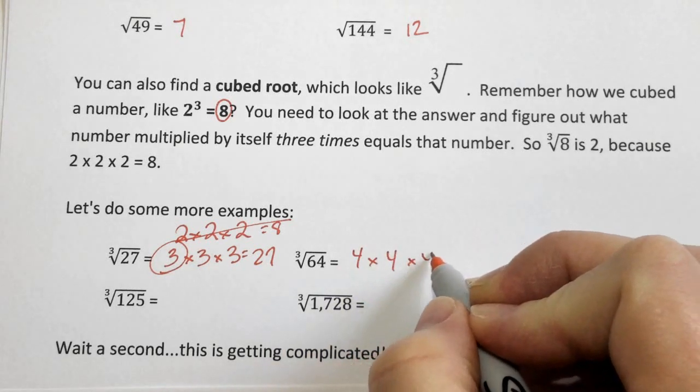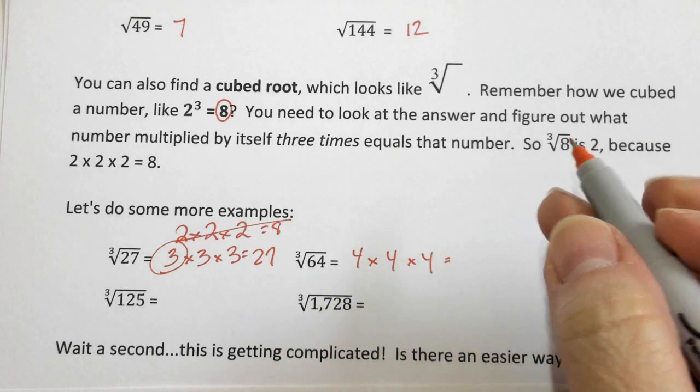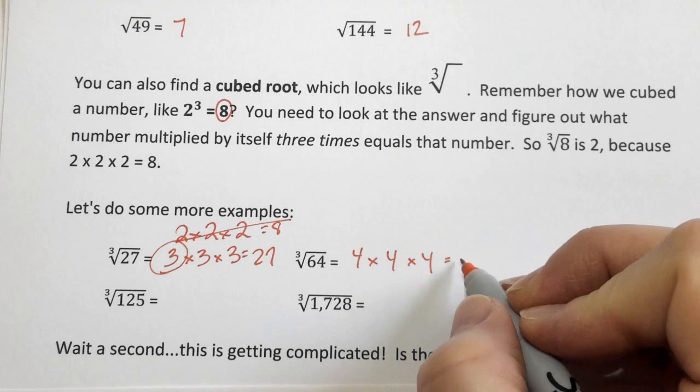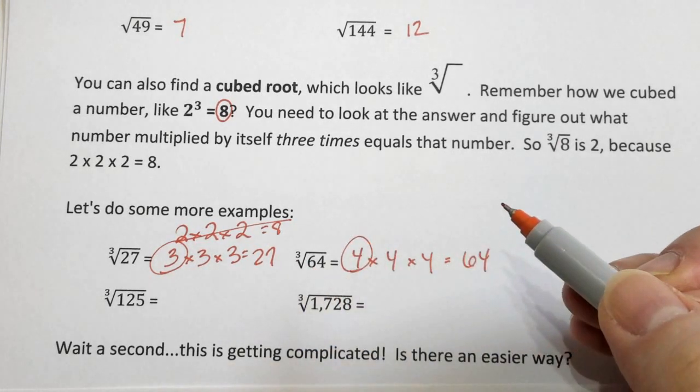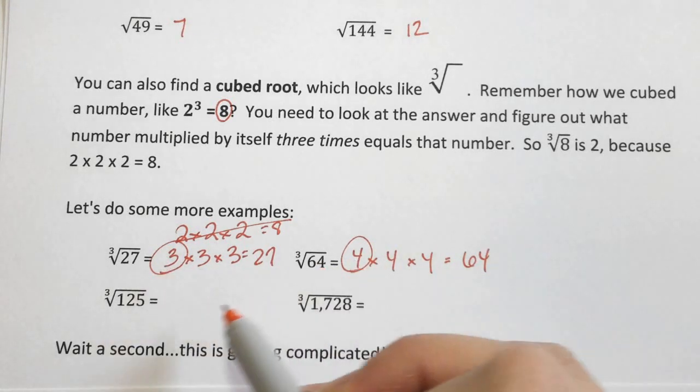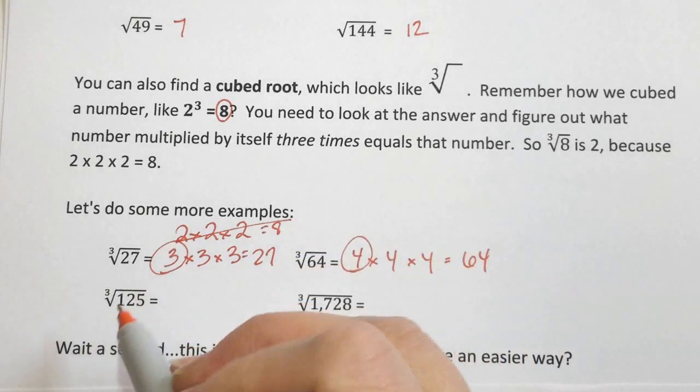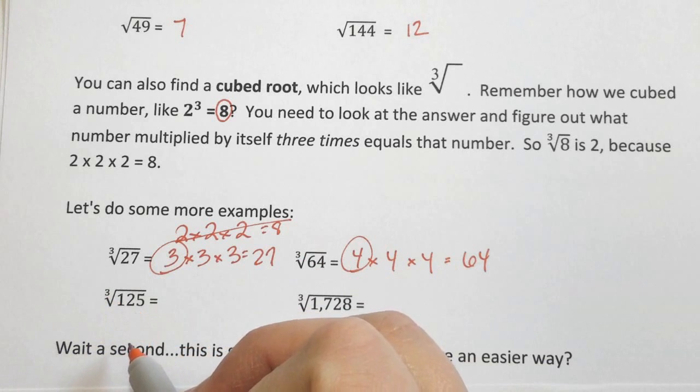4 times itself 3 times. Let's see. 4 times 4 is 16, times 4. Yes, it is. It's 64. So the cubed root of 64 is 4. And I see a 3, a 4. Maybe this is a 5. Let's see. The cubed root of 125.